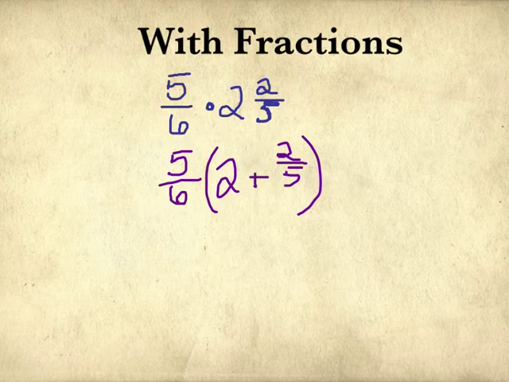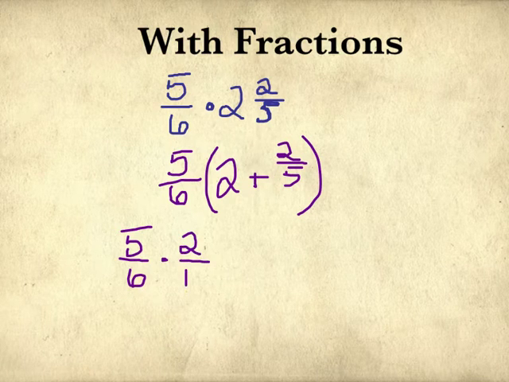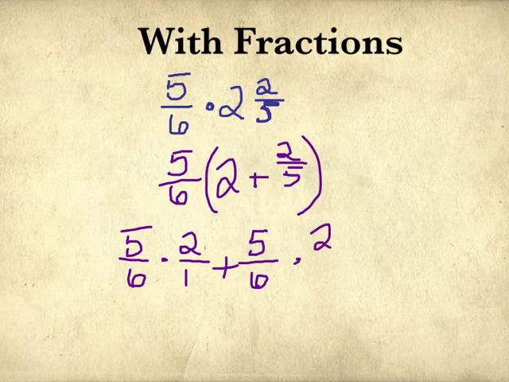So we're going to distribute our 5/6 in. So we would have 5/6 times 2. I'm going to go ahead and put that 2 over 1. And then we're going to have plus 5/6 times 2/5. So we make sure that we can distribute both of those, 5/6 times 2 and 5/6 times 2/5. And then we can go ahead and try to cross simplify here.